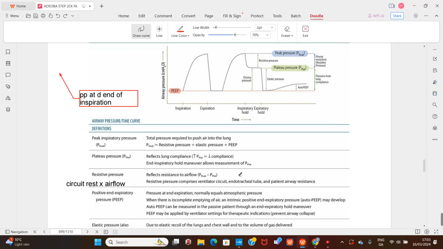Yes, I understand. Okay. So the higher the elastic pressure, the lower the compliance of the lung, and then the higher the peak pressure, the plateau pressure. That's what it is. Okay. Let me give one more example before I leave, because I'm not convinced that we understand.